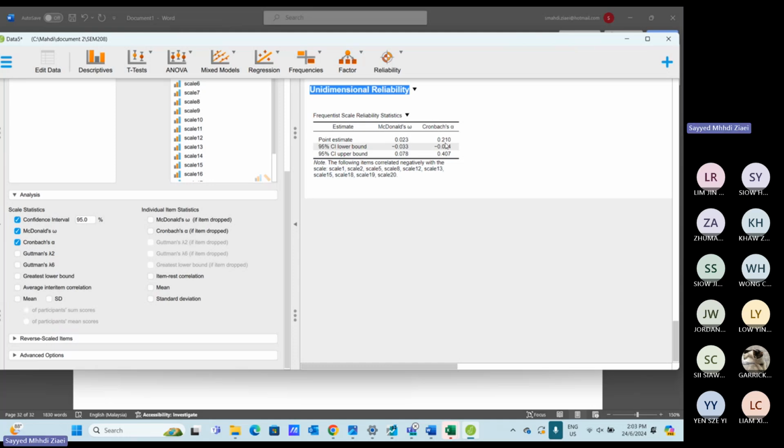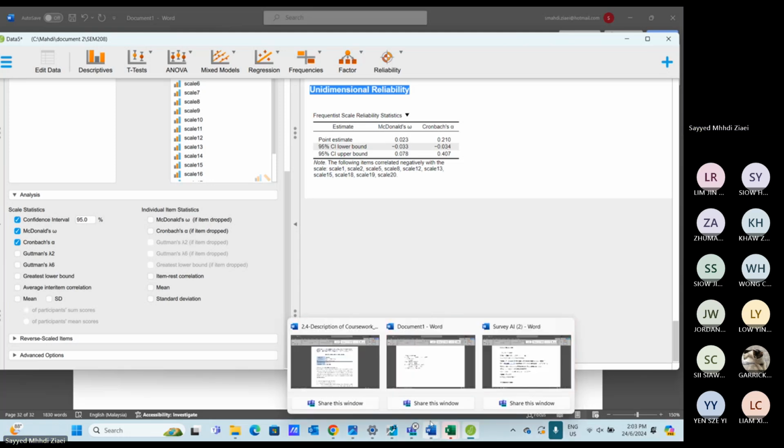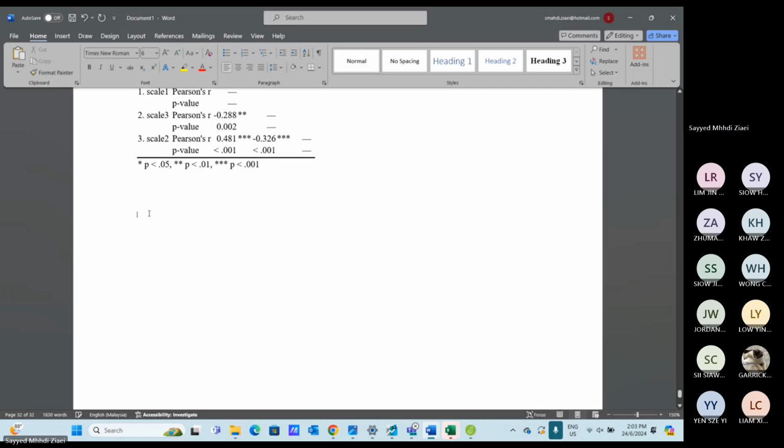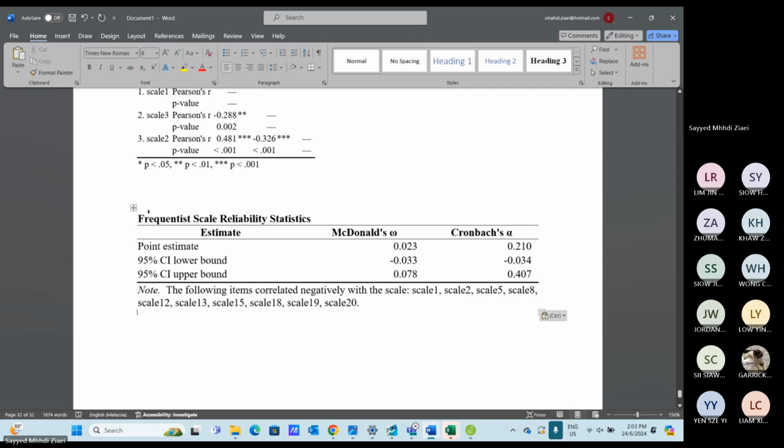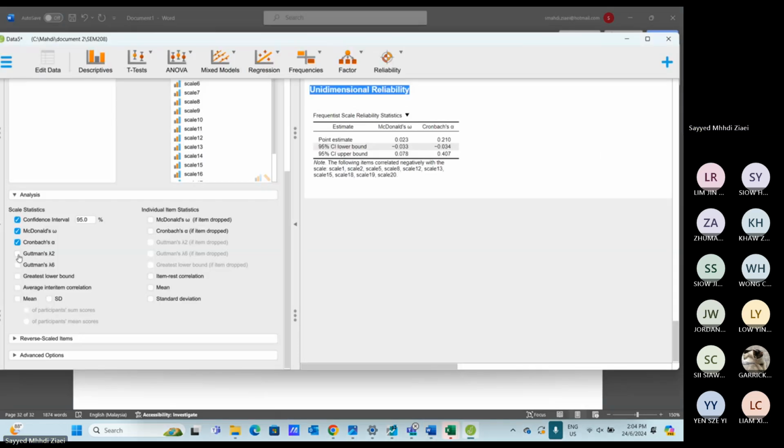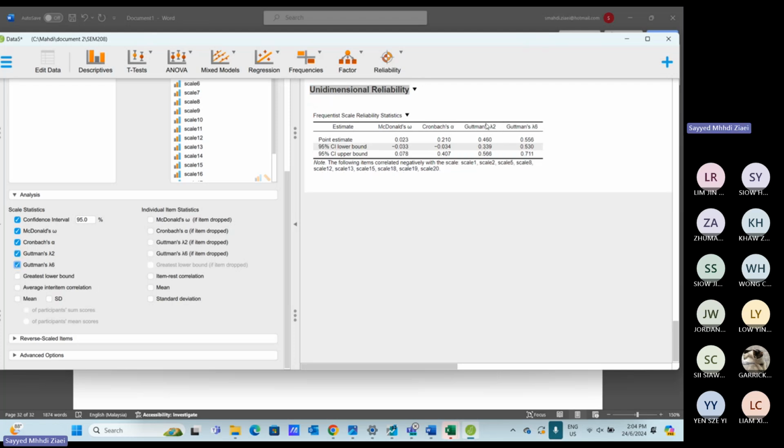So it's 0.21, which is not a good number. It should be above 70% for the Cronbach test. So McDonald's Omega, Cronbach, all of them are different types. So we have Guttman. So these are different types of reliability tests.